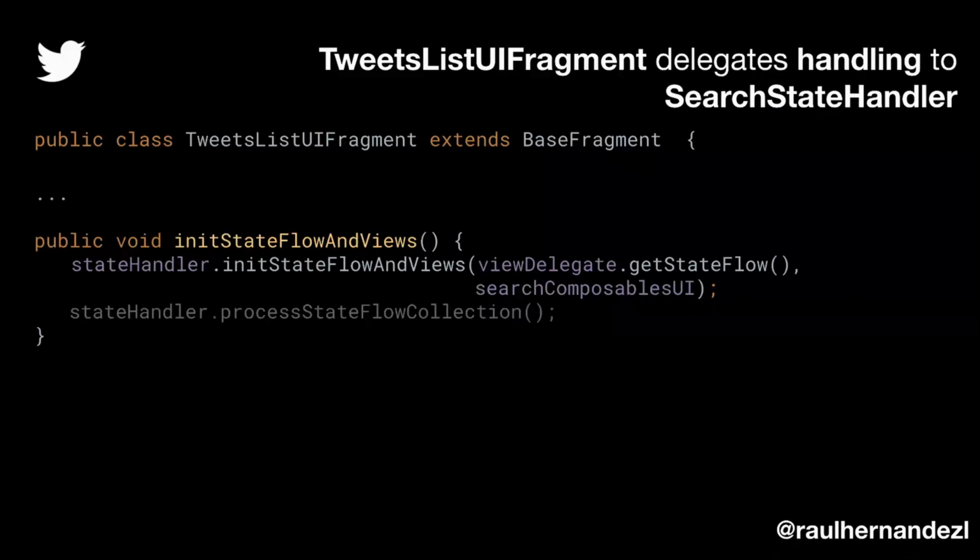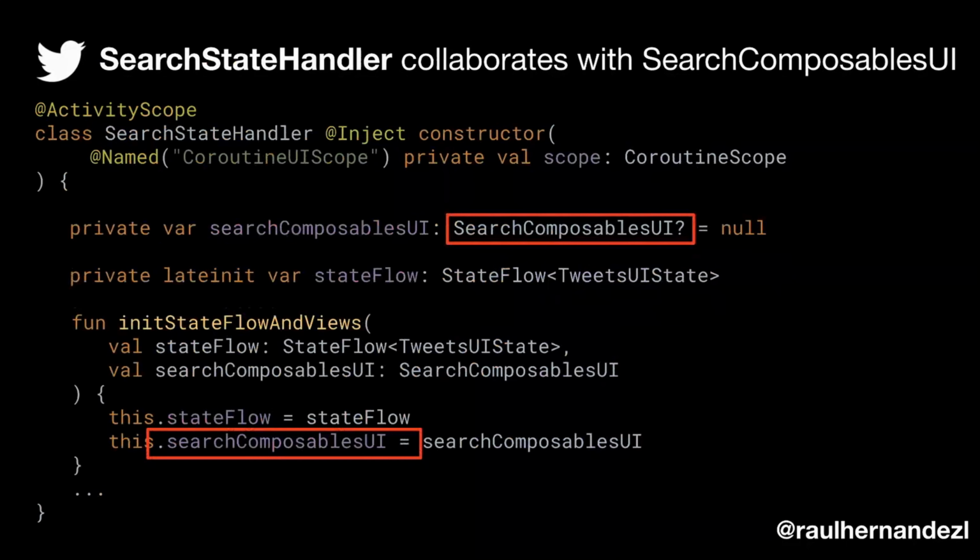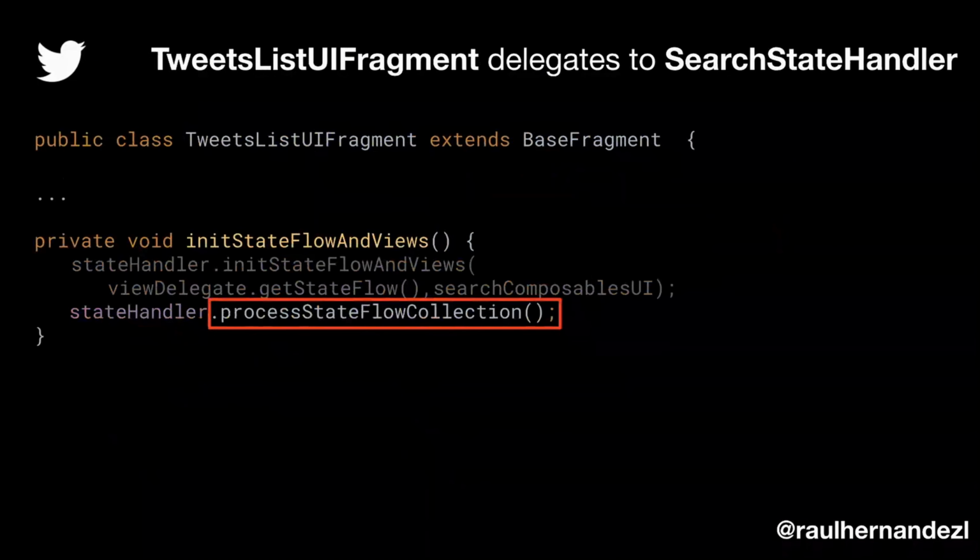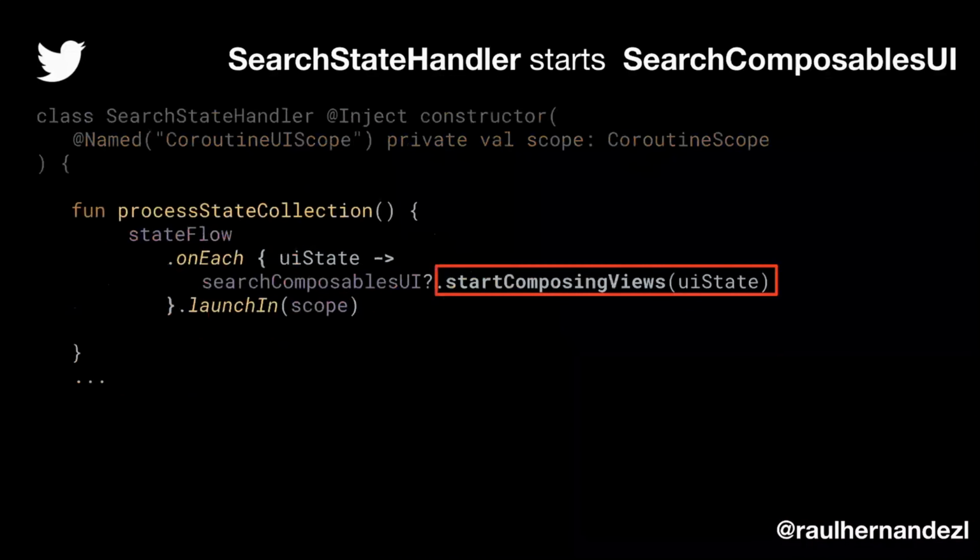Then playing with that, basically passing that, as simple as that. So in the fragment, we initialize the state flow as well, and then pass these composable UI, they're going to be used into that. And into this handler, it is just the initialization, nothing really fancy here, and processing the different flows for collection. So basically, something very similar to before, where we're going to start composing different views with the UI state that we are passing with this search state handler, and of course, the state flow.